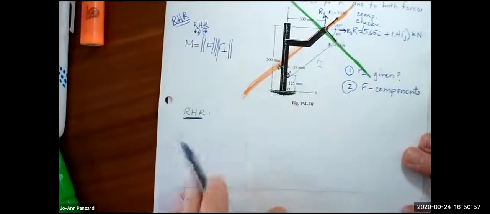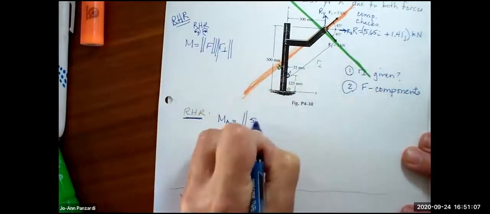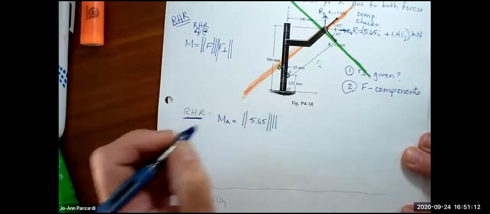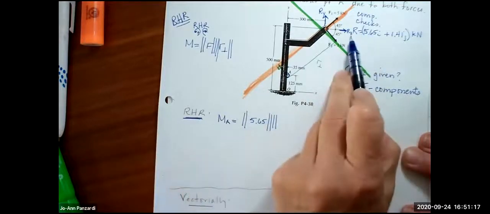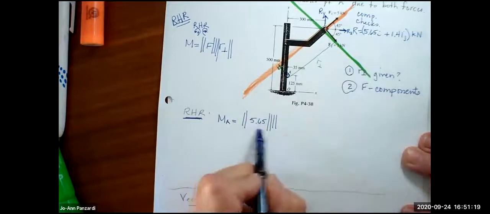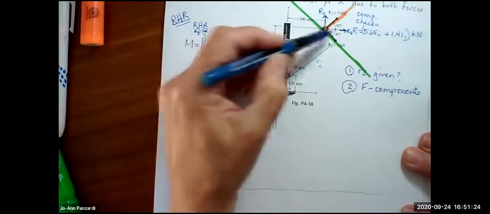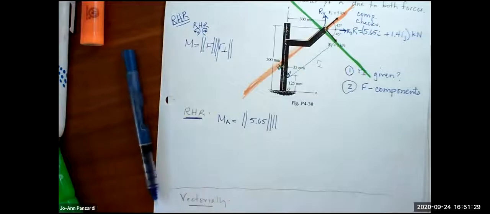So now I'm going to do the right-hand rule. I'm trying to find the moment about point A. And remember, we still have two forces. So it's the absolute value of the first one, 5.65. Mackenzie? So the absolute value, I'm doing Rx first, the X component, 5.65. What is the perpendicular distance between the force here and point A? Can you see that? I'll do it in a different color. Yeah, is it 500 millimeters?